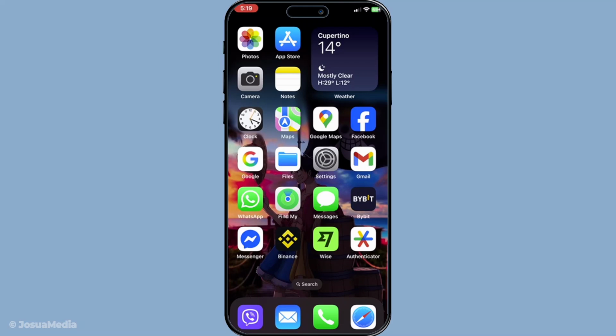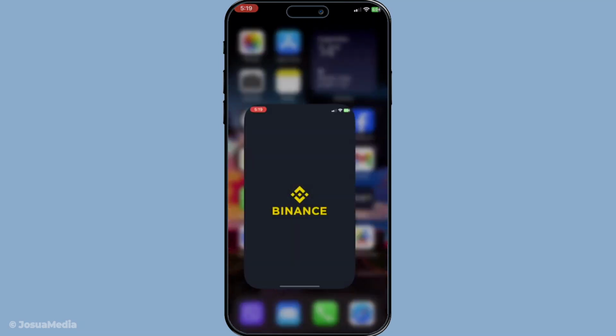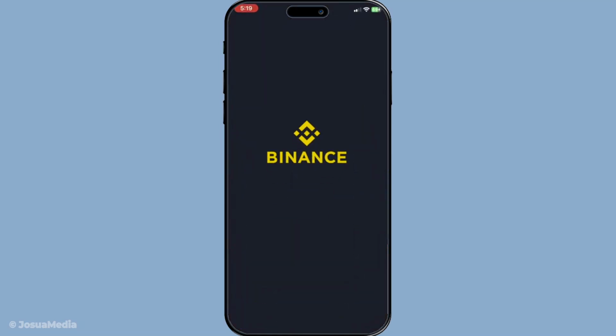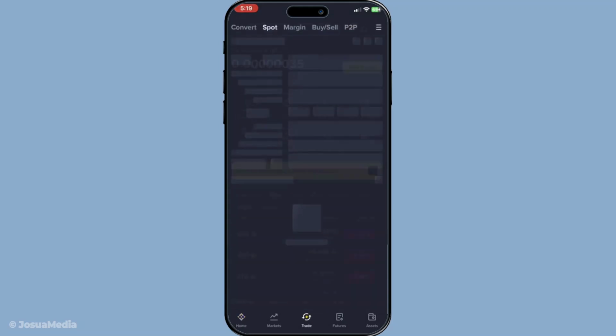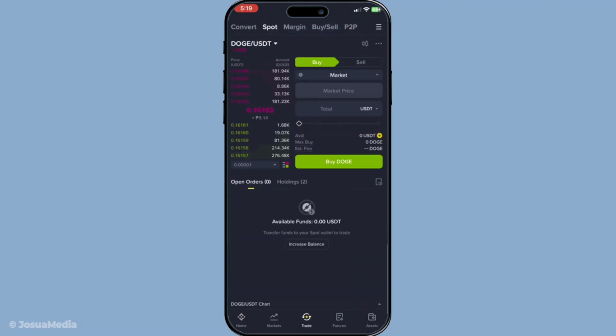First, open your Binance app and navigate to the trade section. Once you're there, head to spot trading. Spot trading allows you to buy or sell cryptocurrencies directly and is typically used for immediate transactions. So tap on spot to bring up the area where you'll conduct your trades.